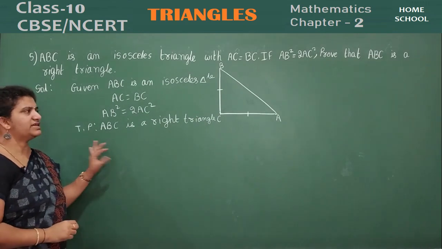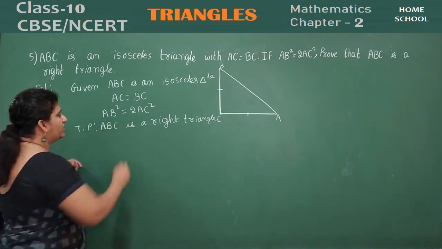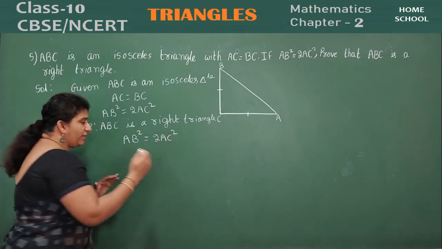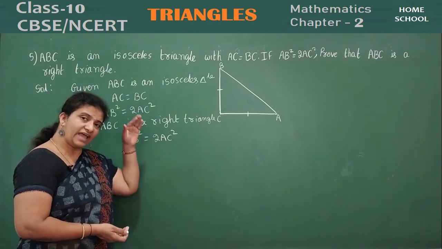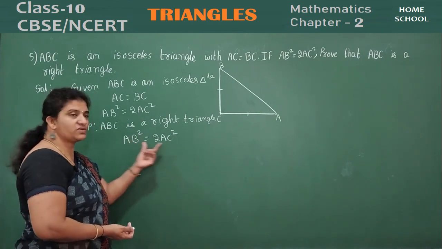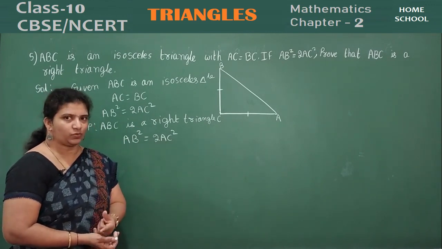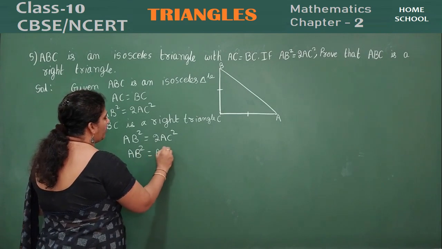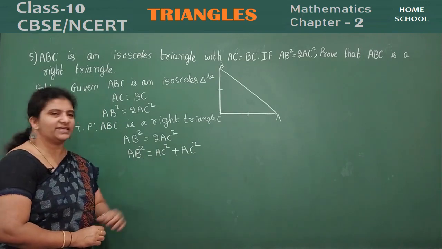Okay, so by saying this, I know AC is equal to BC, and they have given some equation. So let's take that equation first: AB square is equal to 2AC square. From down to up we are going to come. Before, we did the problem from up to down. That same problem we are going to do from down to up in this problem. How? AB square is equal to 2AC square. 2AC square is nothing but AC square plus AC square, right? So split this 2: AB square is equal to AC square plus AC square. Okay, so any one AC I will change.